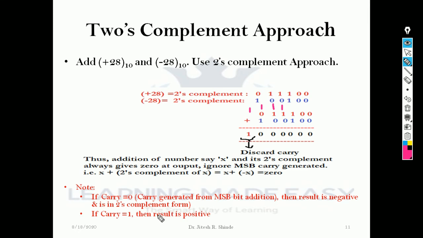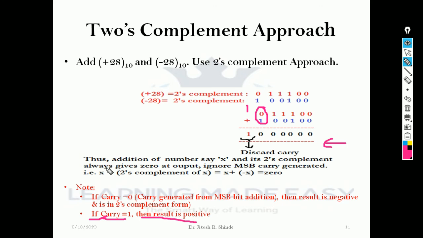Now what's the rule here? If the carry generated from the MSB bit addition is equal to 0, then the result is negative and it is in 2's complement form. If the MSB bit addition generates a carry of 1, as in this case where the MSB addition generated a carry that is discarded, the result is assumed to be a positive number. We are following the rule: if the carry from the MSB bit addition is equal to 1, then the result is positive. This has been illustrated with this example.